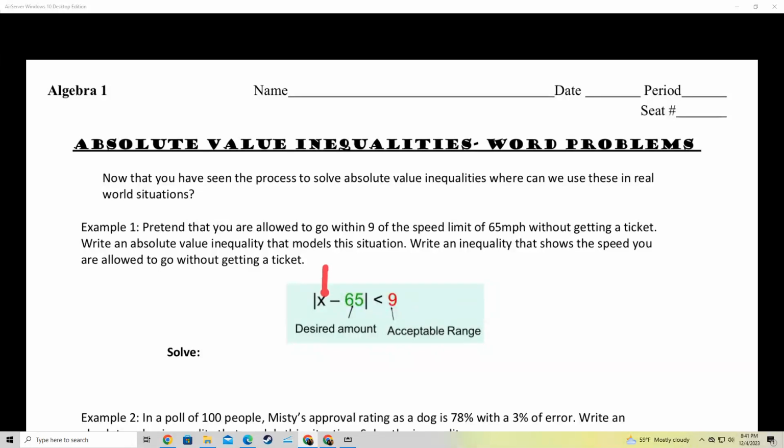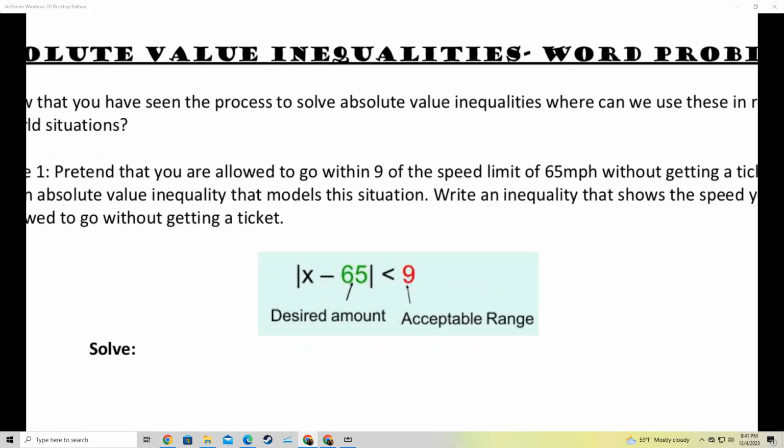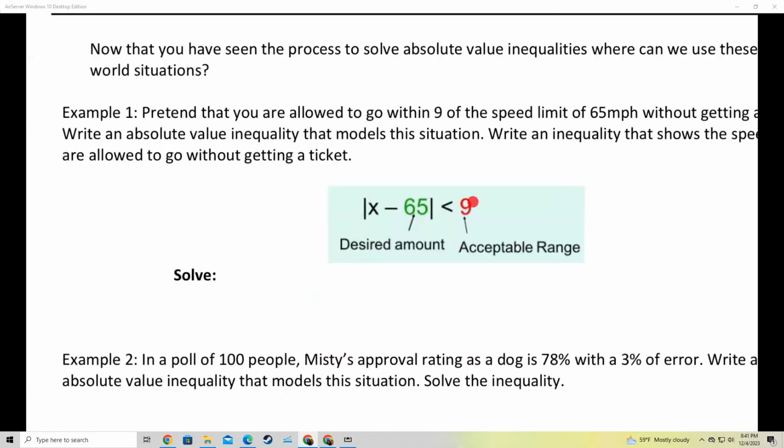So again, this is my actual speed. This is the target speed. And this is the cushion, the 9 mile per hour cushion that they're giving me. If I were to solve this, remember that this would be the sandwich method, right? Because I have a positive number, but the arrow is pointing to the left. So with the sandwich method, I'm going to take that 9 and stick it in the front. What I get is negative 9 is less than x minus 65 is less than positive 9.